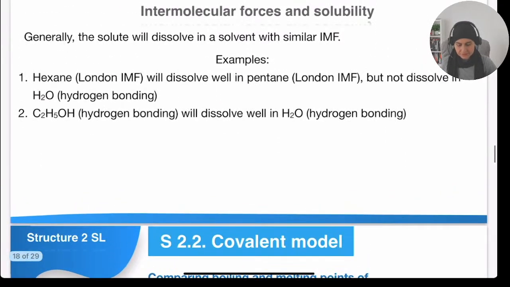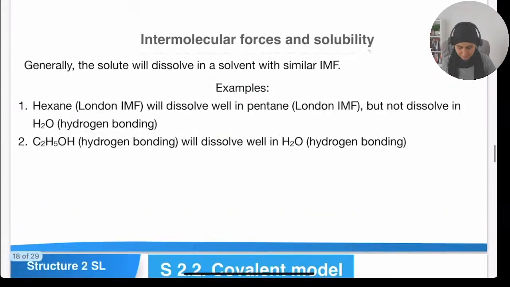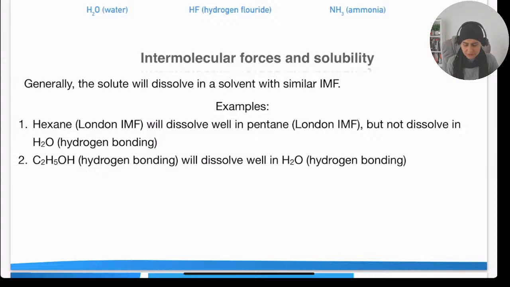And then intermolecular forces and solubility. That's all SL, guys. In general, we can say that substances that have similar intermolecular forces dissolve well in each other. For example, hexane only has London forces, so it would dissolve well in pentane, which also only has London forces, but it would not dissolve in water, which has hydrogen bonding. And ethanol can form hydrogen bonding.